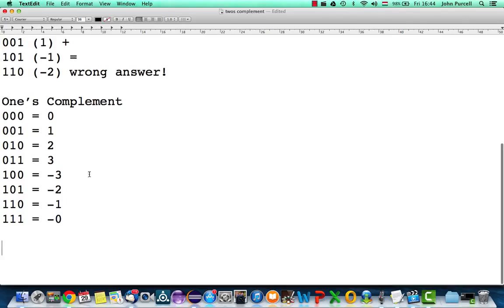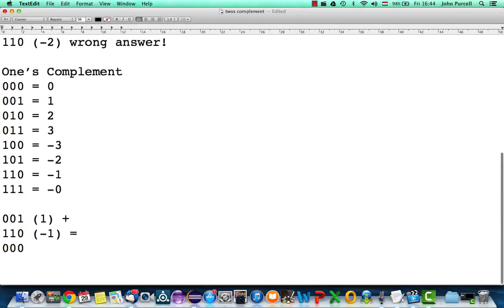Let's try this. If we add 1, 0, 0, 1, which is 1, plus 1, 1, 1, 0, which is minus 1, let's do that. 1 plus 0 is 1, 0 plus 1 is 1, 0 plus 1 is 1. It gives us 1, 1, 1, which equals minus 0, which equals 0. So that's the right answer. So 1's complement is a system of storing signed numbers in some bits that allows you to do arithmetic much more easily.